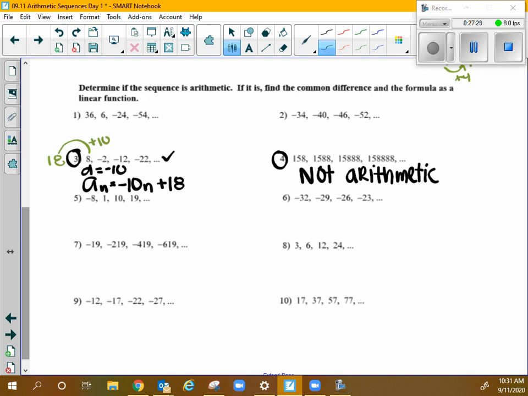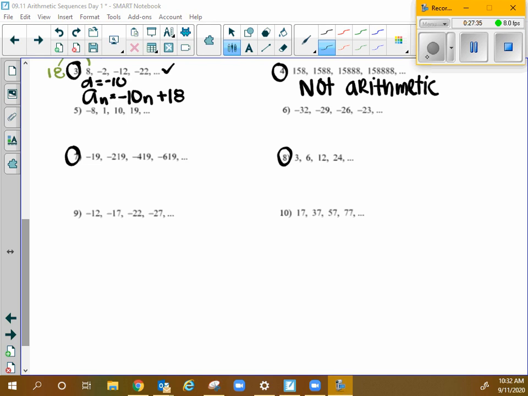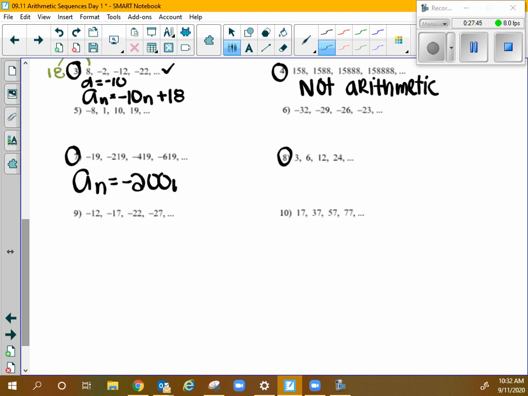You guys are going to do 7 and 8. Okay, 7, arithmetic or no? Yes. What's the function? Plus 81. There you go. Okay, 8, yes or no? No.